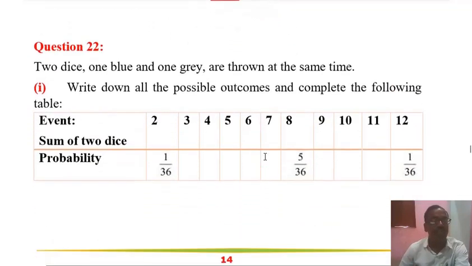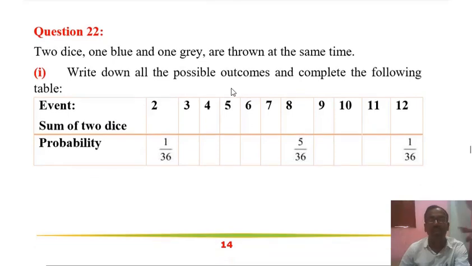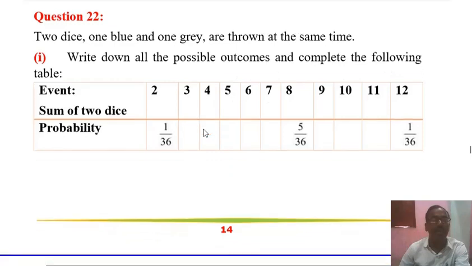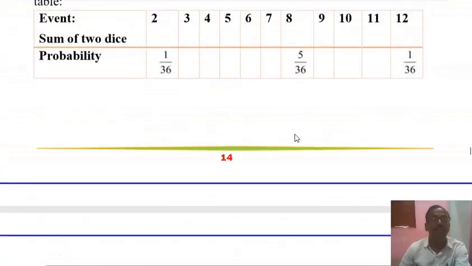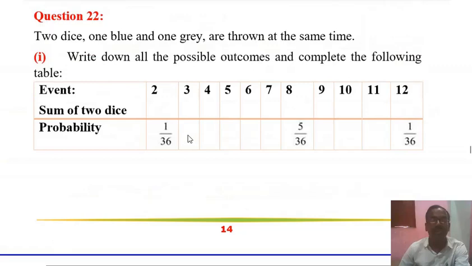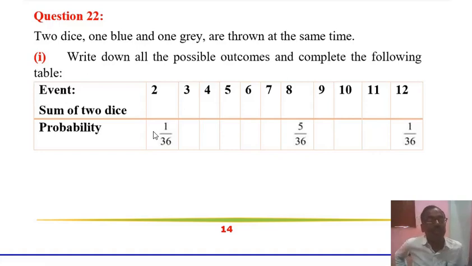Let's see question number 22. Two dice, one blue and one grey, are thrown at the same time. Write down all the possible outcomes and complete the following. Event: sum of two dice 2, probability 1 by 36; 3 and so on; 12, 1 by 36; 8, 5 by 36. So see here, if we put 3 by 36 and so on, we complete this and fill in the blanks. So I leave the answer of this question for all of you.